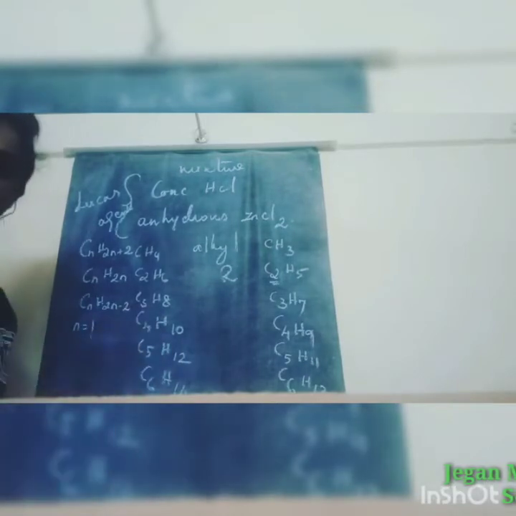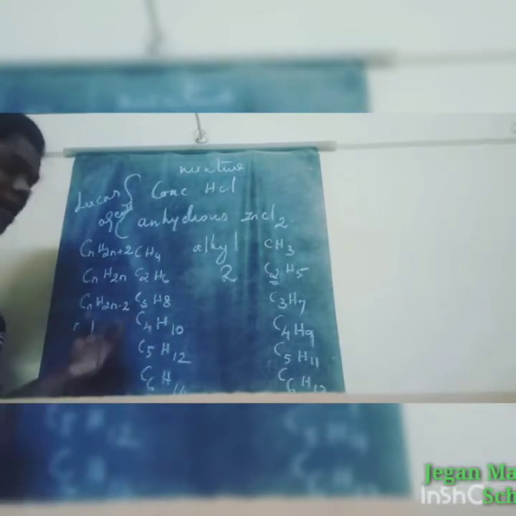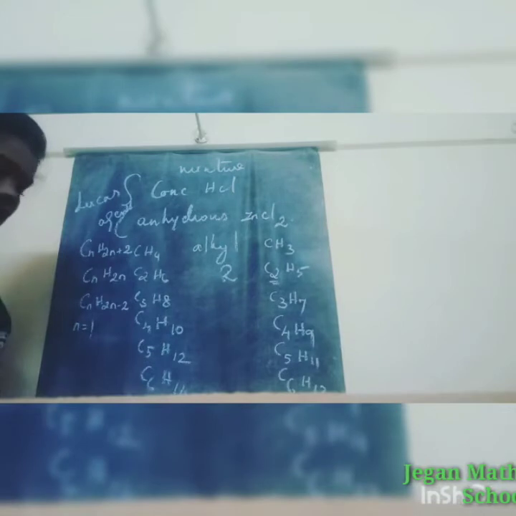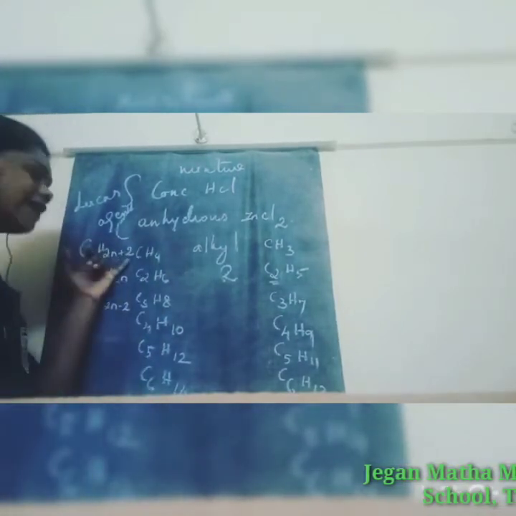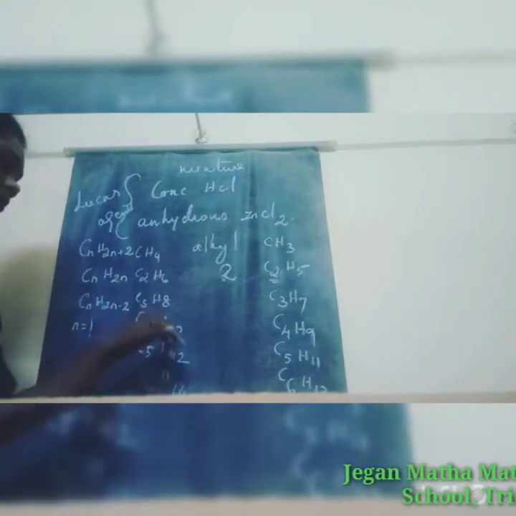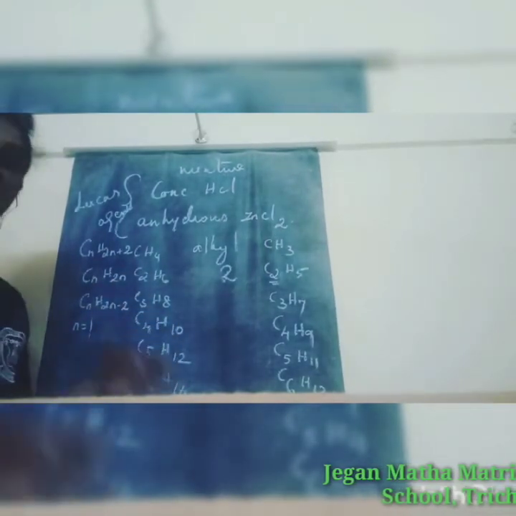Then n is equal to 4 means C4H10. n is equal to 5 means C5H12. n is equal to 6 means C6H14. So this is the methane group, ethane group, propane, butane, pentane and hexane groups.